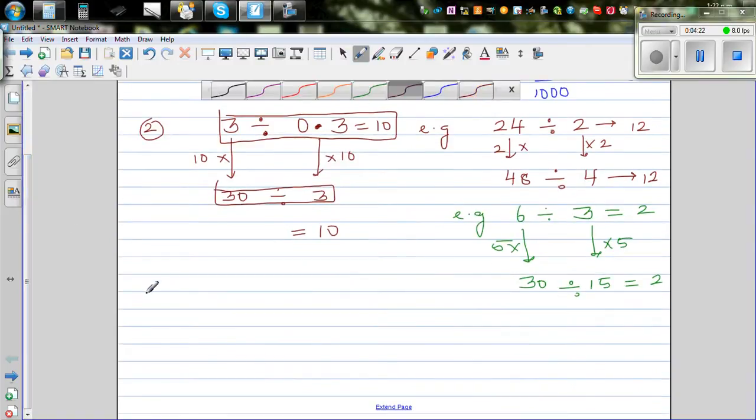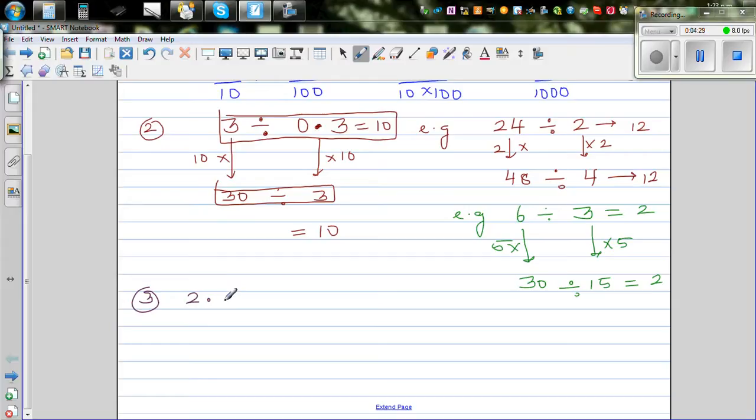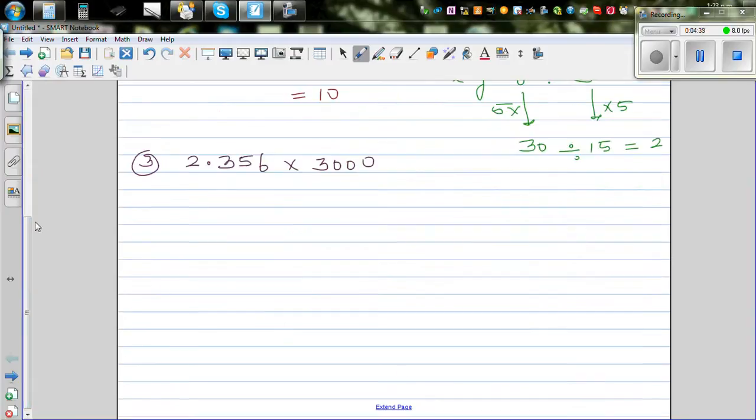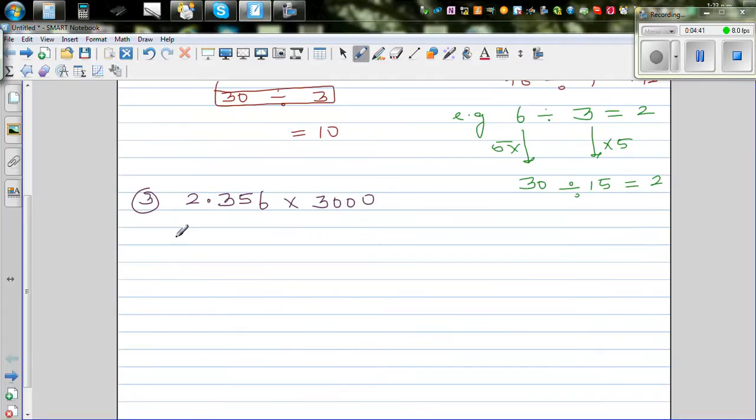Okay, so let's now move on to question 3, again multiplication. So that is 2.356 times 3000. Now these are skills you need to know how to do without a calculator. So 2.356 is the same as 2356 out of 1000. And this 3000 I'm going to write as 3 times 1000 over 1.